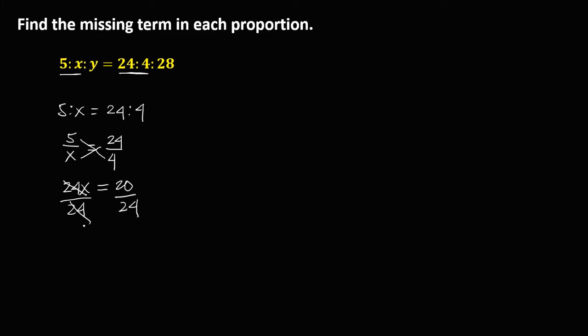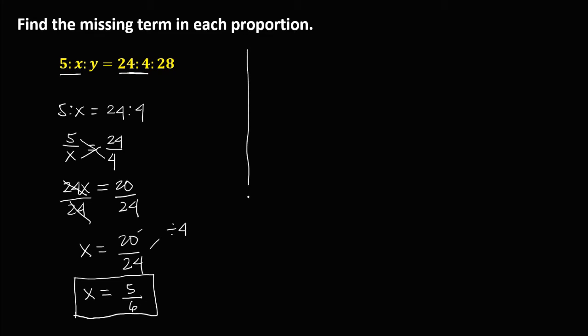So x now is equal to 20 over 24. But since we can reduce this fraction, this one is divisible by 4. So x is equal to 20 divided by 4, this one is 5. Then 24 divided by 4, that's 6. So x is equal to 5 over 6.